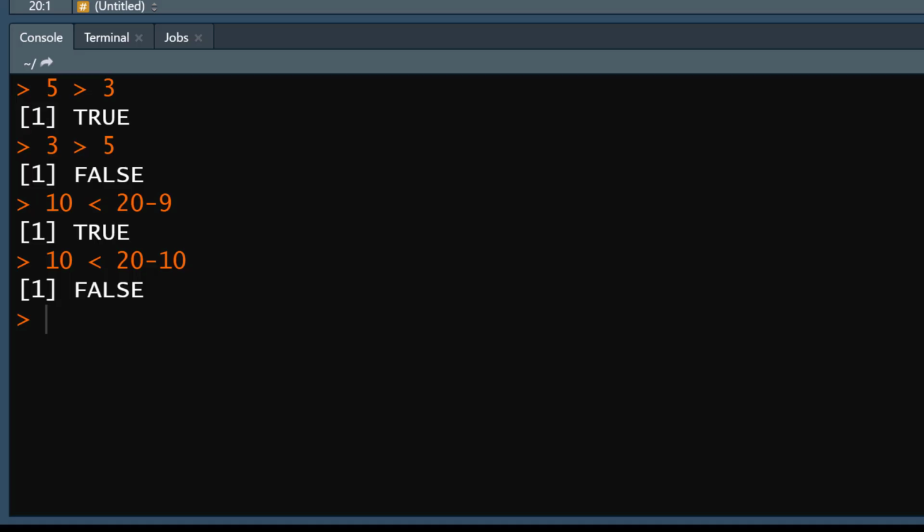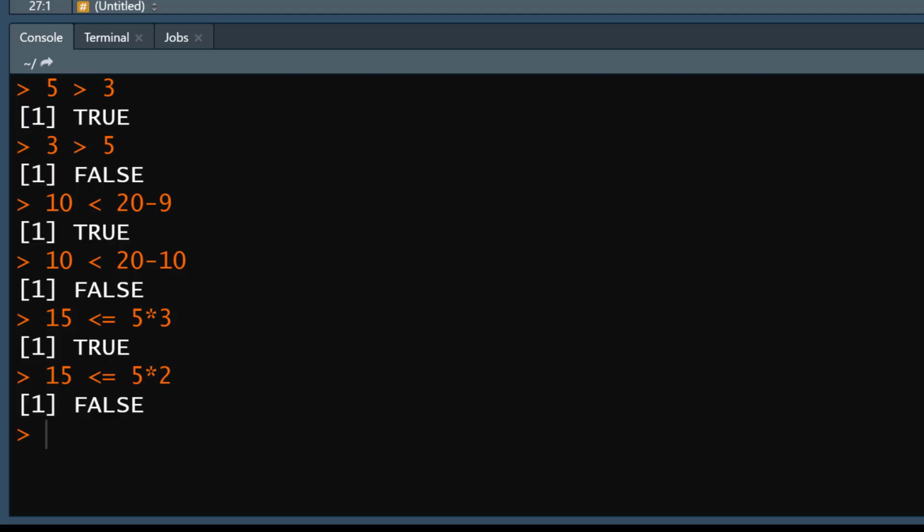R also has greater than or equal to and less than or equal to, so we can work through a couple examples. Thinking, is 15 less than or equal to 5 times 3? Again, 5 times 3 is 15. Those two are equal, so I should get a TRUE. Is 15 less than or equal to 5 times 2? 5 times 2 is 10, so there I get a FALSE.